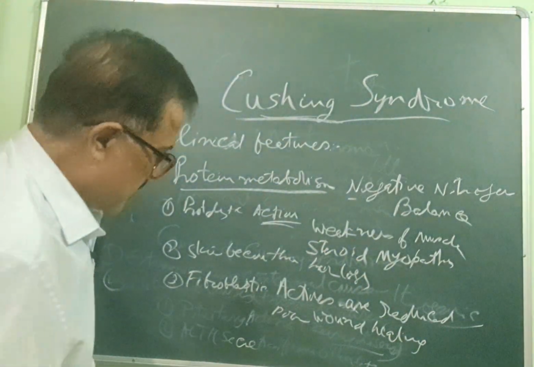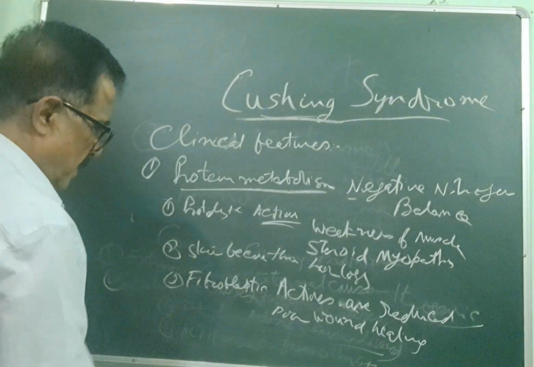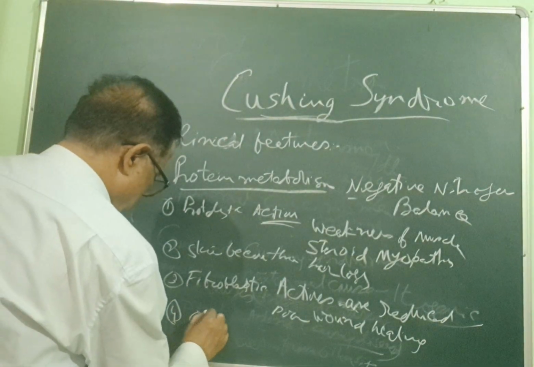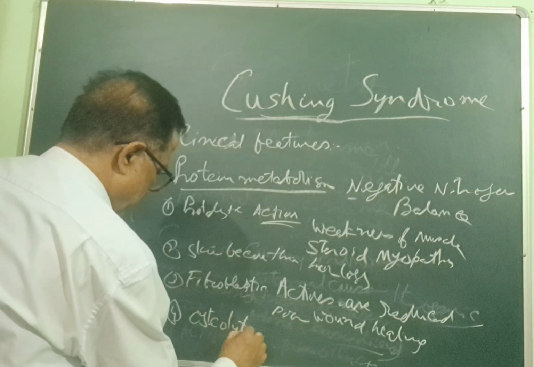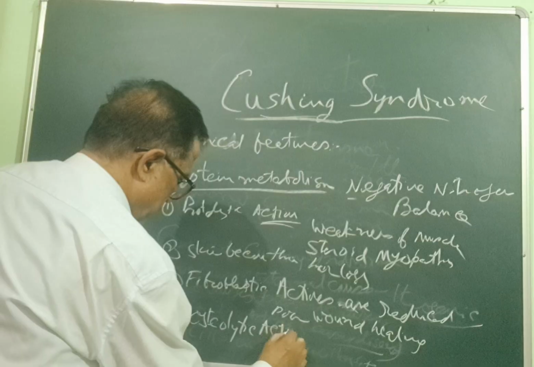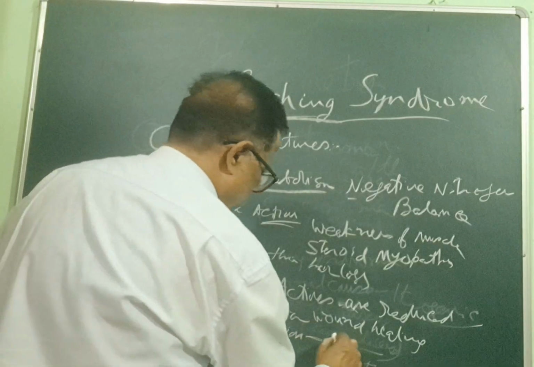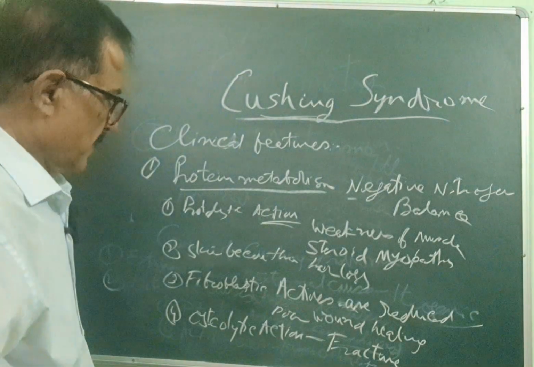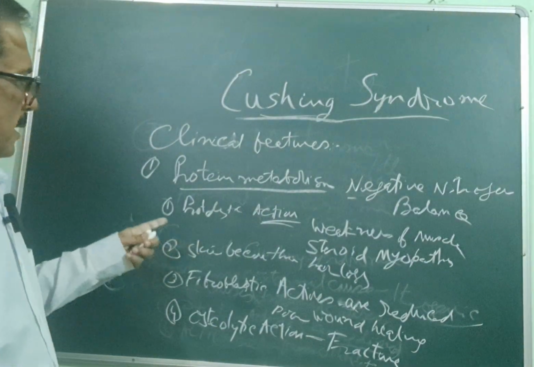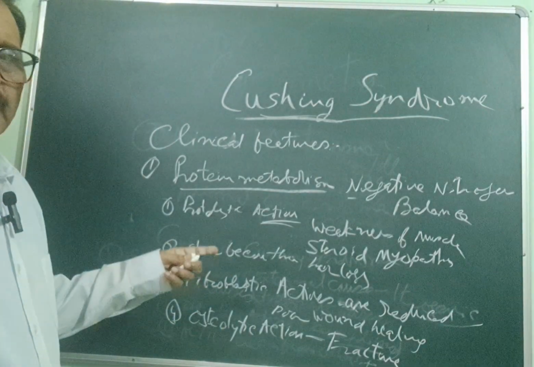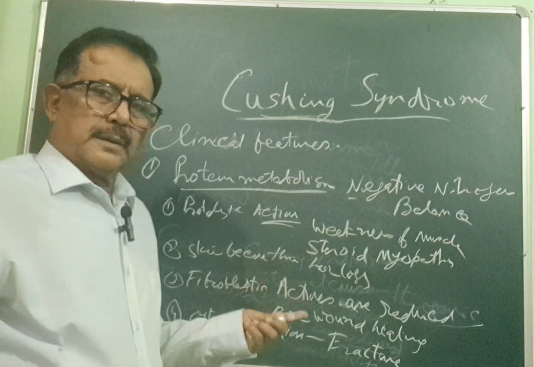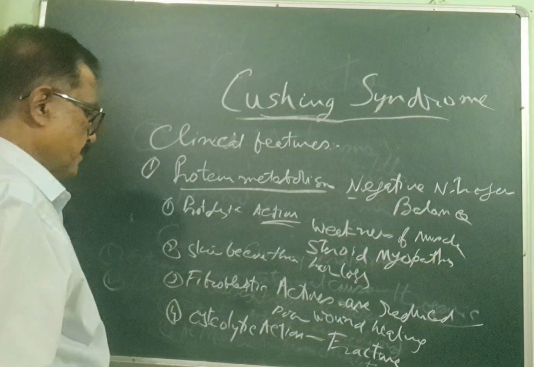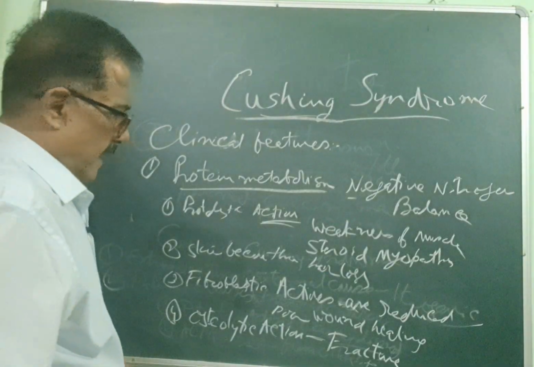Then it has action on bone. Osteolytic action. Bone becomes weak and this may cause fracture. It has proteolytic action especially on muscle, causing steroid myopathy. Then skin becomes thin, hair is lost, fibroblast actions are reduced, and there is osteolytic action.